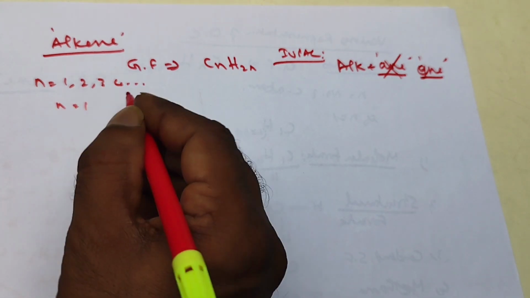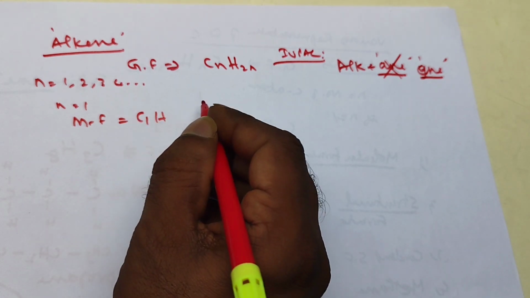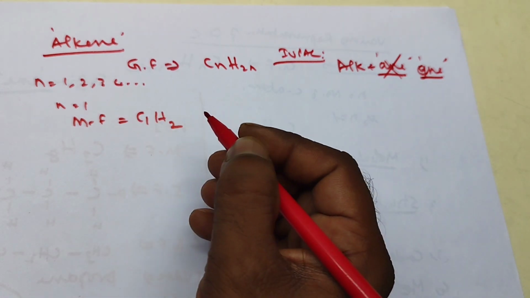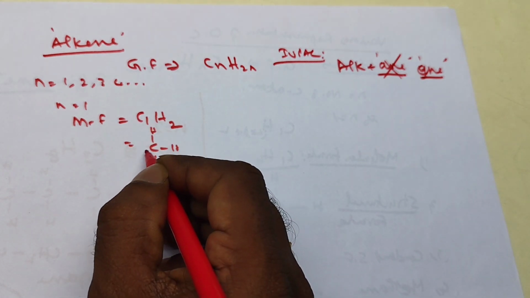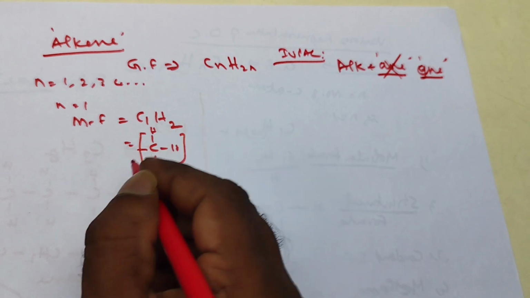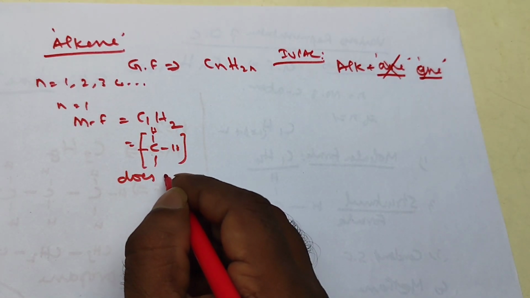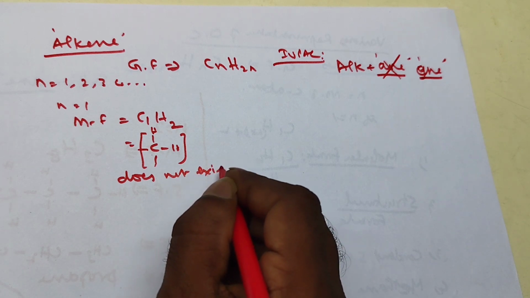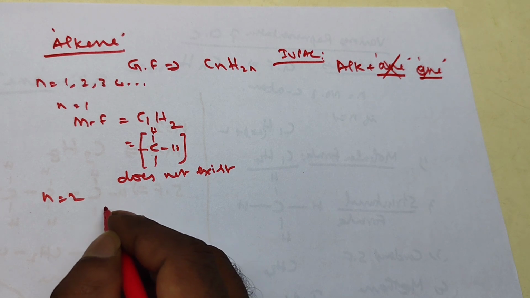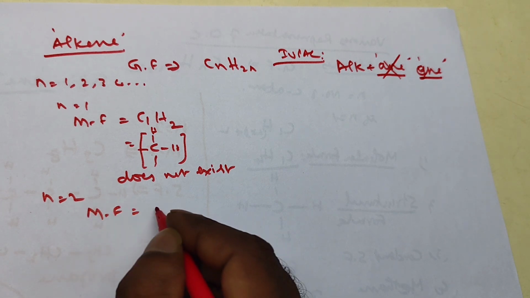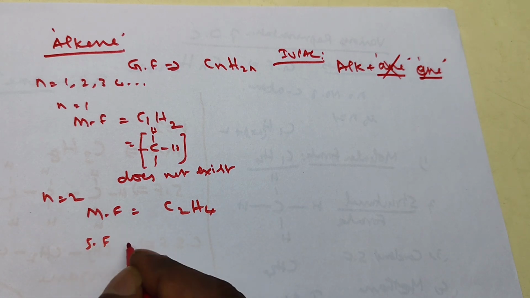If n is equal to 1, its molecular formula is C1H2. You want to check the valency of this carbon atom. Only 2 is there, so it does not exist. The carbon must have a valency of 4. So n is equal to 2. If you substitute in this formula n is equal to 2, that is C2H4. Then what is the structural formula for this case?